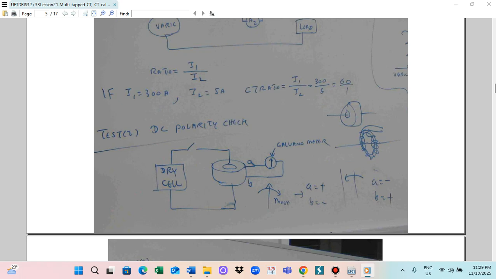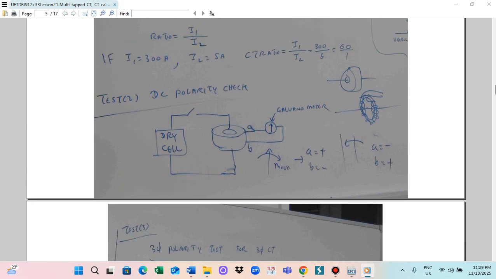So we put the galvanometer. The galvanometer shows the current going through. When the pointer moves this way, in this case A is positive and B is negative. And if the pointer moves the opposite way, then A is negative and B is positive.